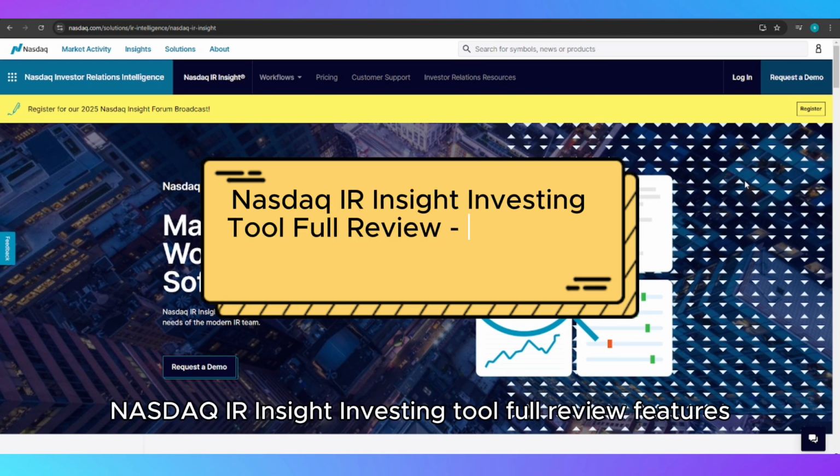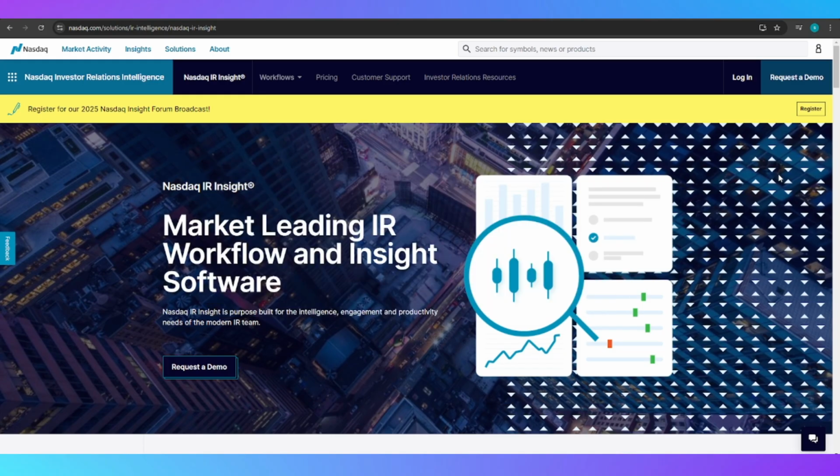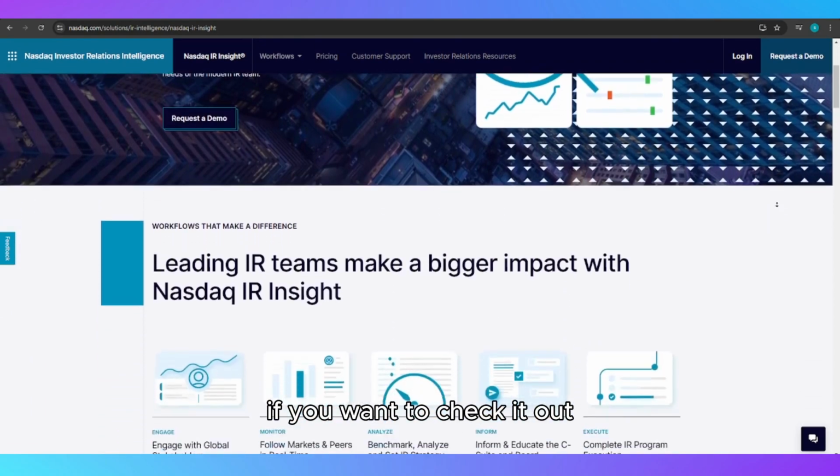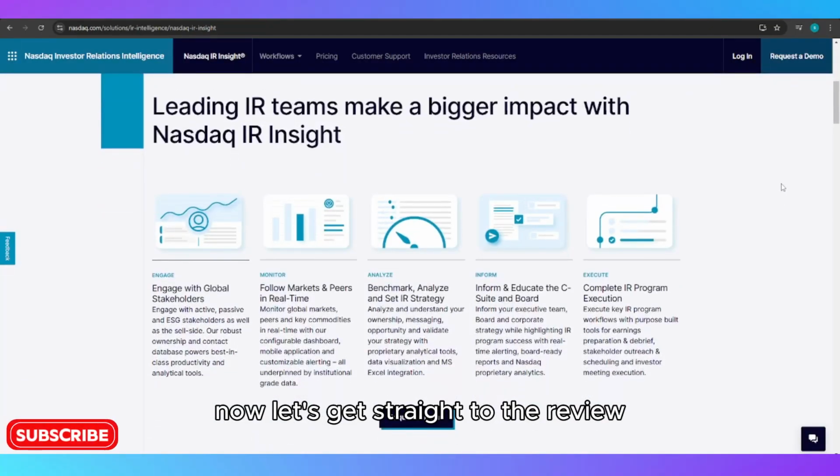Nasdaq IR Insight Investing Tool Full Review. Features, strengths, weaknesses. Links to Nasdaq IR Insight are in the description if you want to check it out. Now let's get straight to the review.